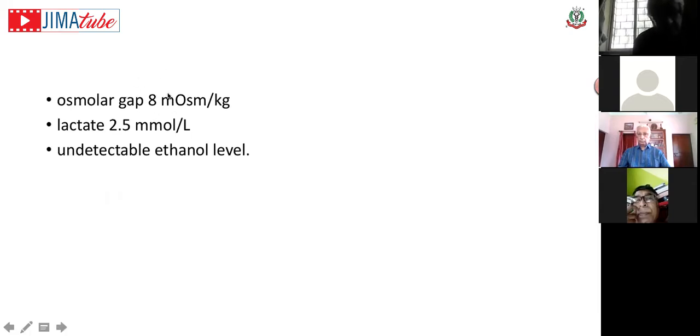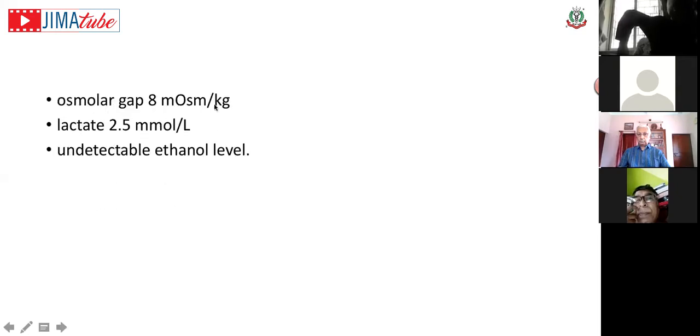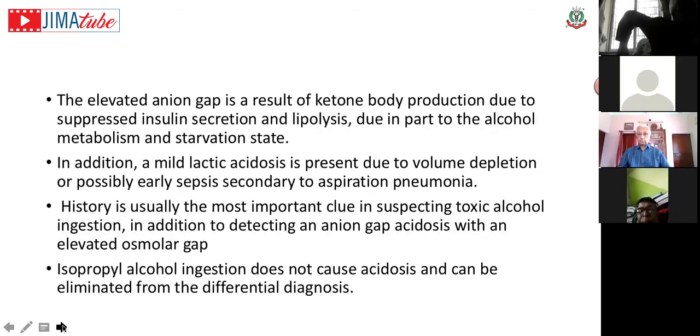So this is a normal osmolar gap. So if this patient's lactate was 2.5, and he didn't have ethanol in the blood, osmolar gap will tell you whether there is methanol or not. So it's important to look at osmolar gap. Osmolar gap would have been high in this patient. Osmolar gap is calculated as measured minus calculated osmolarity.